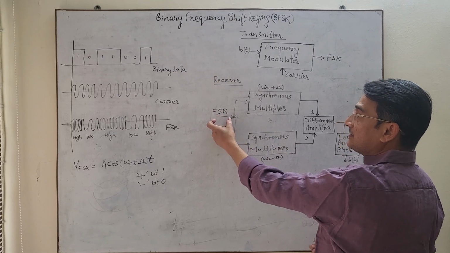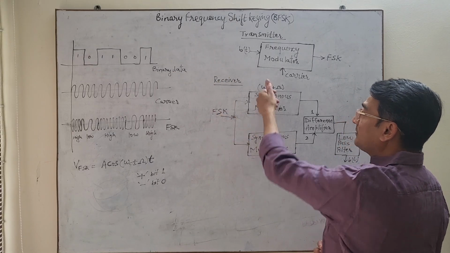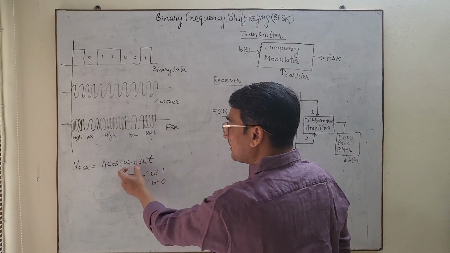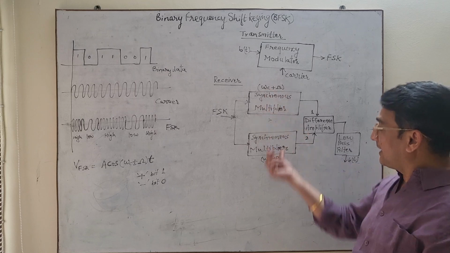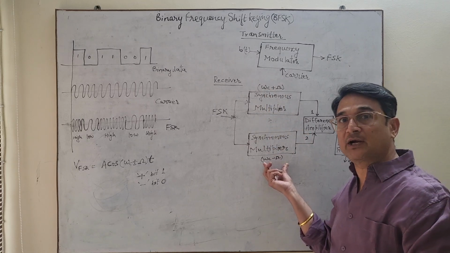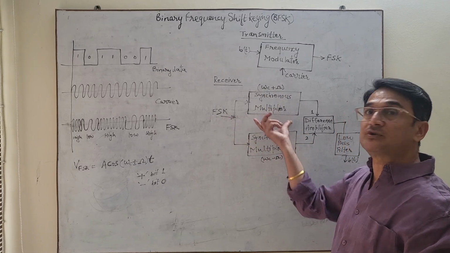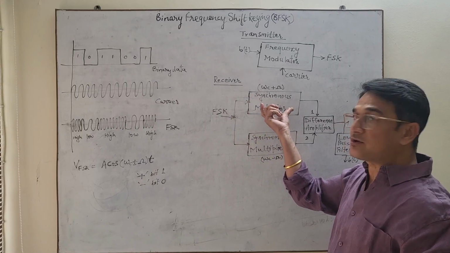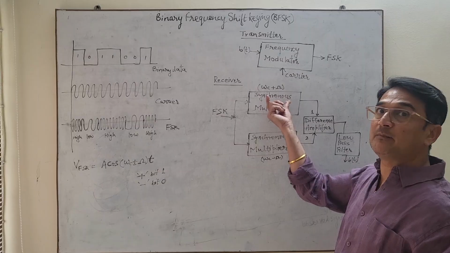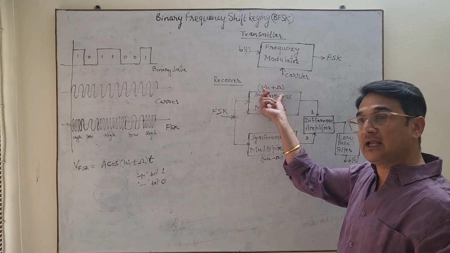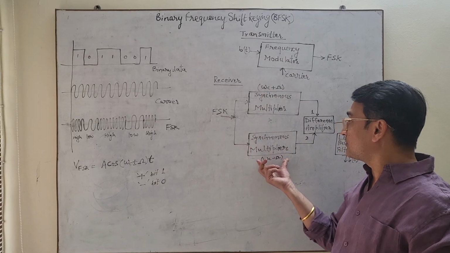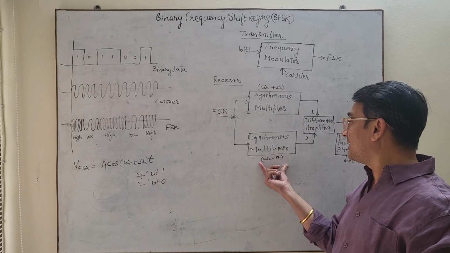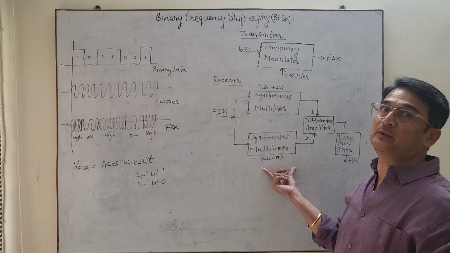You can say this FSK signal is fed to two different multipliers, as we have two different frequencies. One frequency is omega c plus omega and the other frequency is omega c minus omega. So we have to use two synchronous multipliers. When the FSK signal is given to the upper synchronous multiplier, it will be multiplied with cos (omega c plus omega) t, and when this FSK signal is fed to the lower synchronous multiplier, it will be multiplied with cos (omega c minus omega) t.